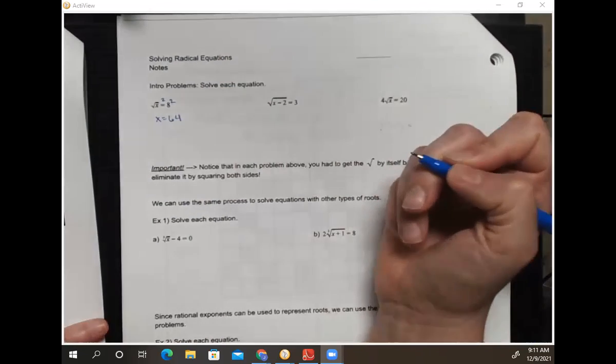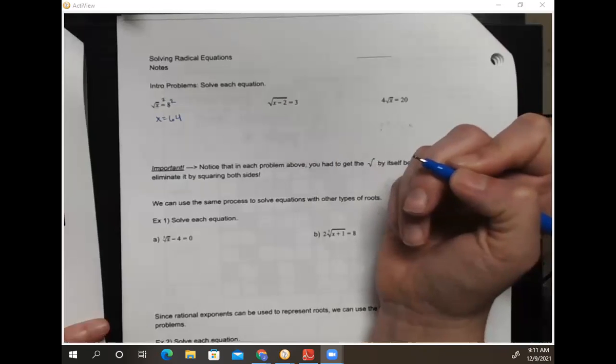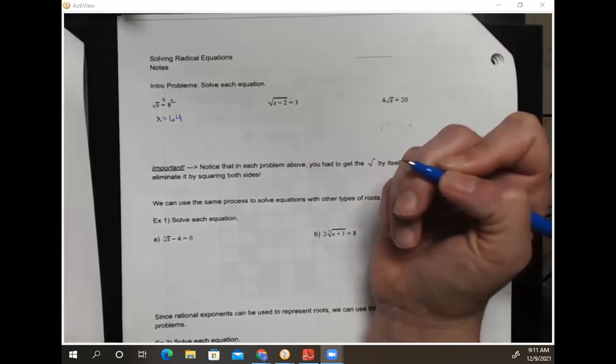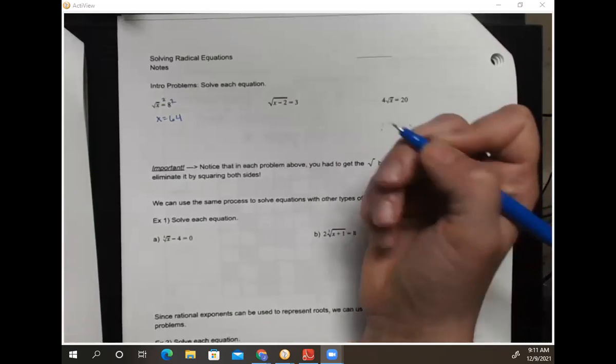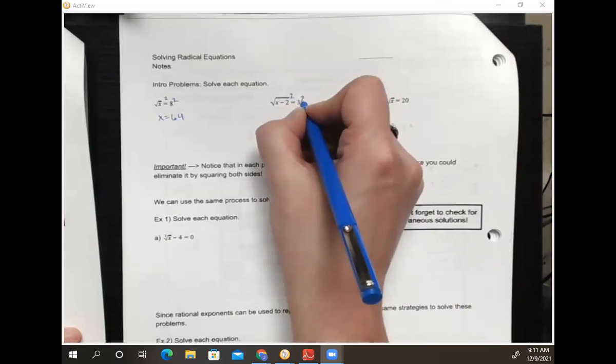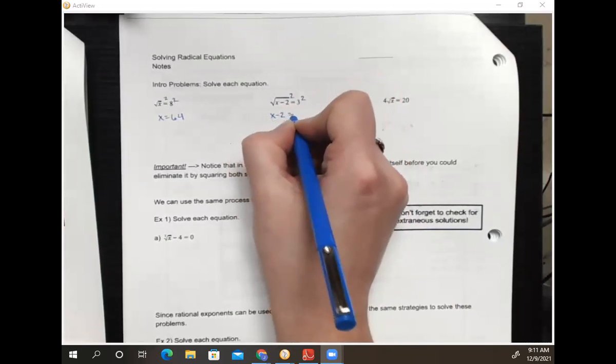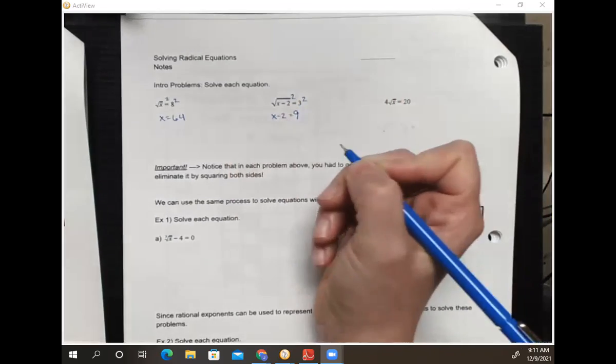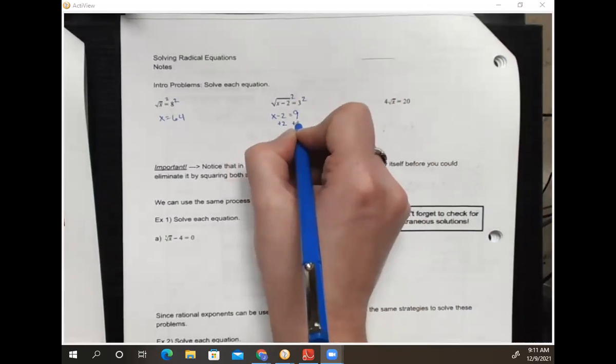How about the second one? What do I do? I heard somebody say it. I square it. Yeah. I want to get rid of that square root. So we get x minus 2 equals 9, and then add 2 to both sides to get x by itself.